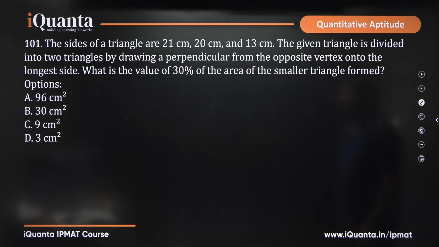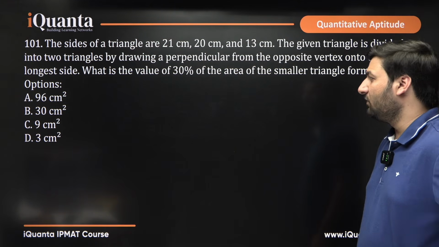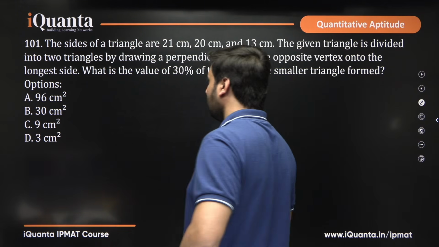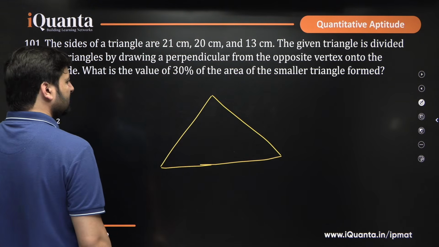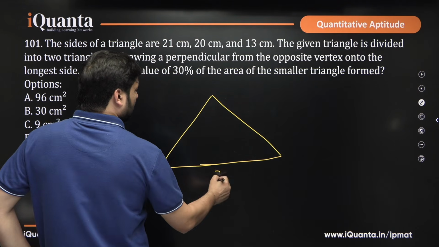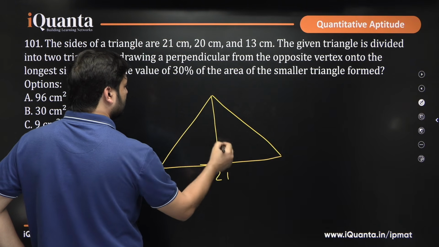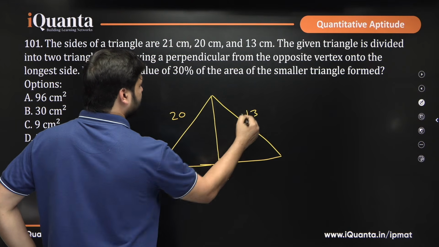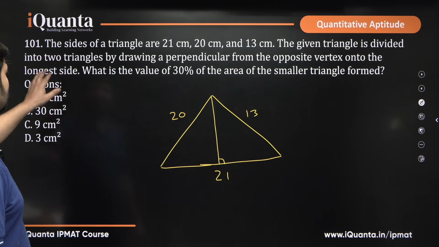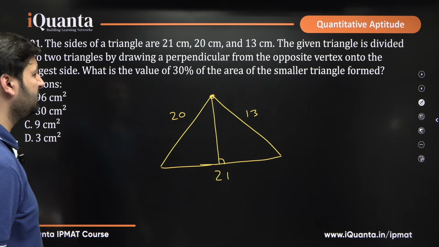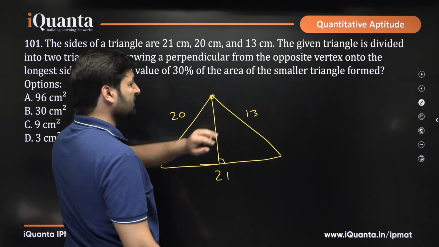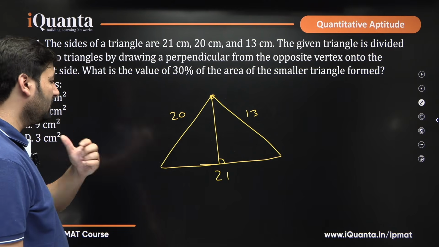The sides of a triangle are 21 centimeter, 20 centimeter, 13 centimeter. The given triangle is divided into two triangles by drawing a perpendicular from the opposite vertex onto the longest side. What is the value of 30% of the area of the smaller triangle formed? Something like this. On the longest side we have to draw a perpendicular. This is 20, this is say 13. Let's see it.